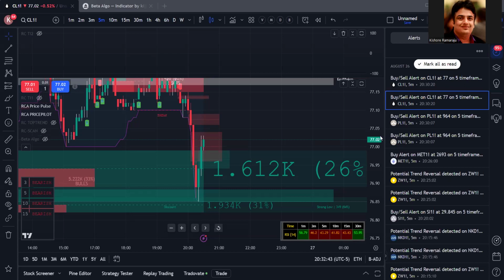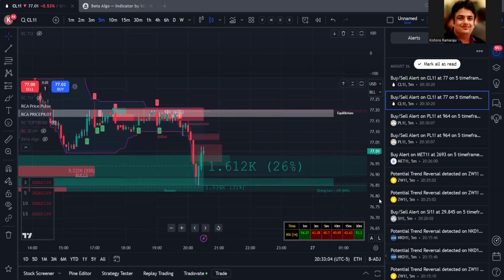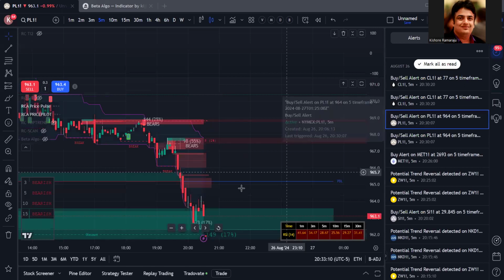It touches the discount zone by order blocks. It started bouncing. Because overall trend is bearish, we want to stay with the overall trend. So we are waiting for the sell signal. It may go a little bit up and then again start dropping. We want to enter sell at that point of time. Same thing with platinum also.